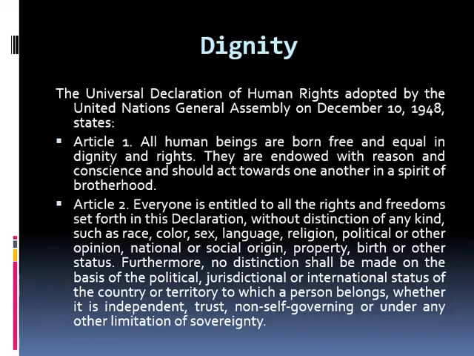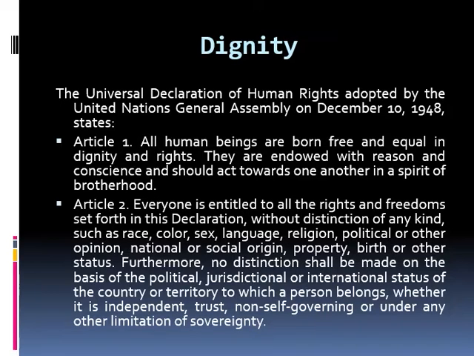In much of the 20th century, dignity appeared in assorted writings as a reason for peacemaking and for promoting human rights. For example, the Universal Declaration of Human Rights, adopted by the United Nations General Assembly on December 10, 1948, states, Article 1. All human beings are born free and equal in dignity and rights. They are endowed with reason and conscience and should act towards one another in a spirit of brotherhood.